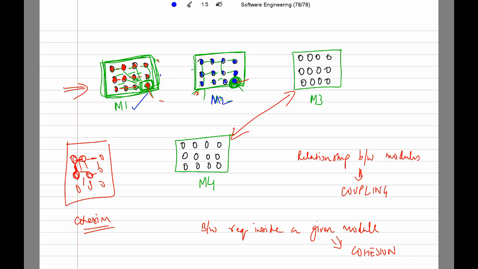And cohesion is what? So let me just summarize it for you. Cohesion is a measure of the functional strength of a module.